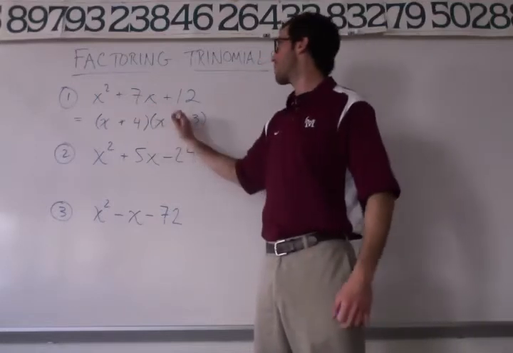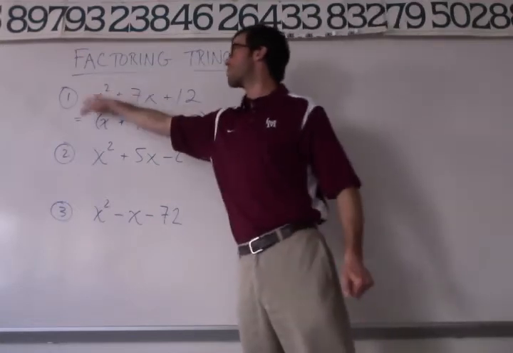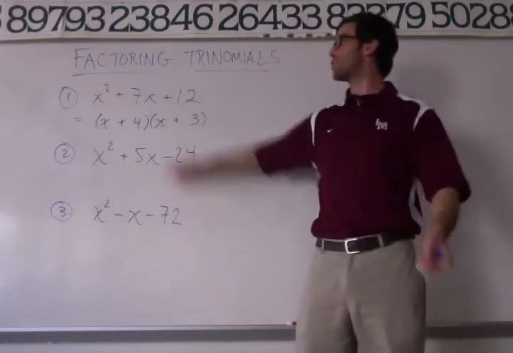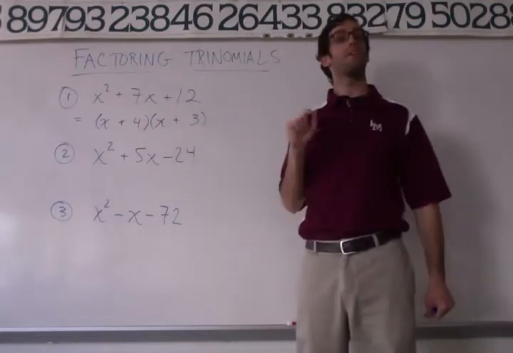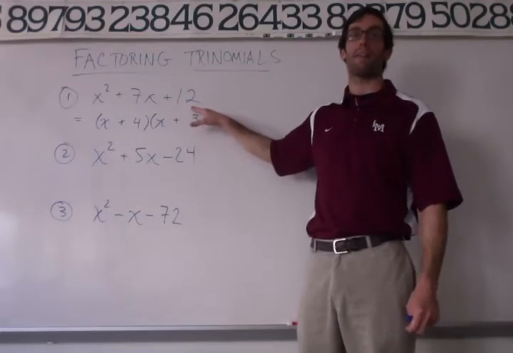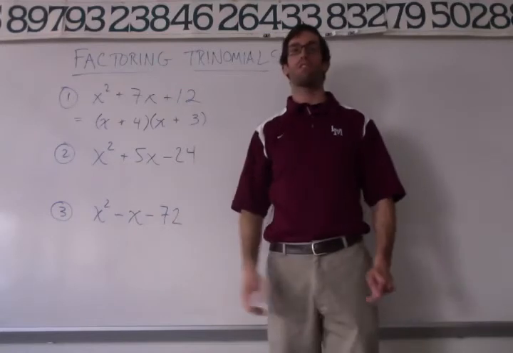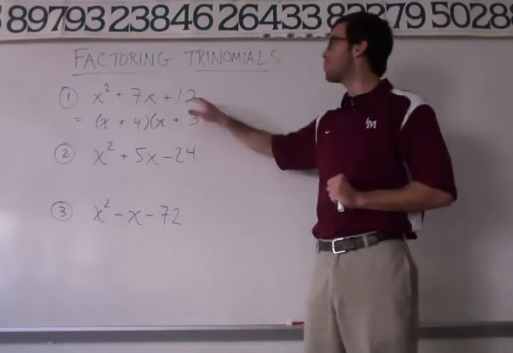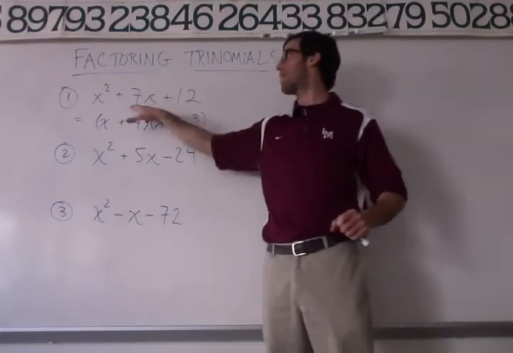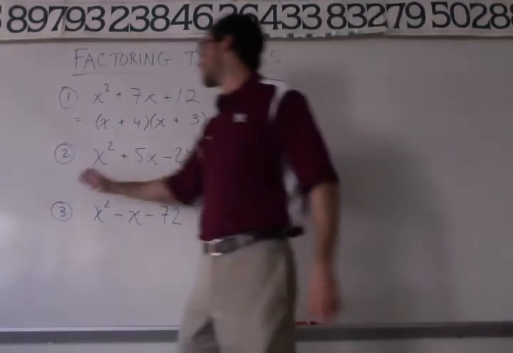So long story short, the way you know how to factor if the number in front is just 1 is you've got to find two numbers that multiply to 12, that multiply to the last number. Always think about that last number first. And that also add to the middle number. So the two numbers that both multiply to 12 and add to 7 are 4 and 3. Positives, all right? For this one, same idea.